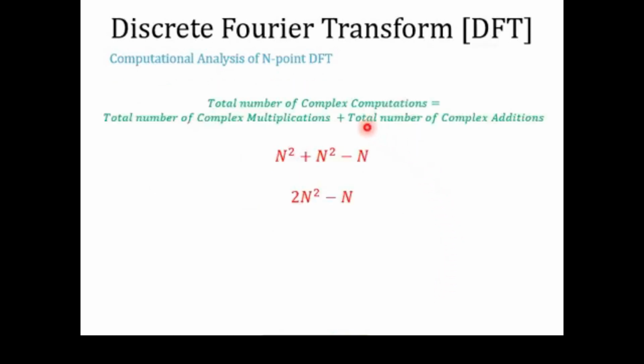Now the total number of complex computations, which includes both complex multiplications and complex additions, will be n square plus n square minus n, where this n square represents complex multiplications and this n square minus n represents the number of complex additions, which will make it 2n square minus n. So in n-point DFT, the total number of complex computations is 2n square minus n.